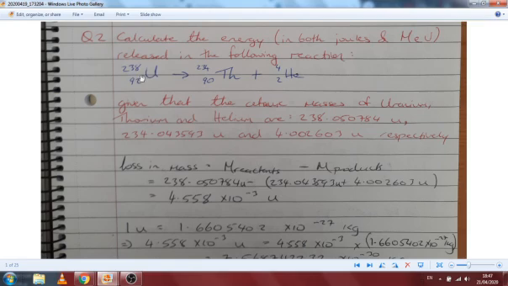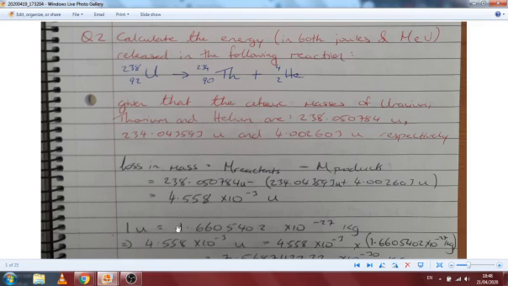So again, I find my loss in mass, so that's the mass of the reactants minus the mass of the products. So this one gives out these 2 particles, plus there'll be the extra Q here, the disintegration energy, so that's what I'm trying to find. So that's my loss in mass, so it's lost 4.558 by 10 to the minus 3 U.